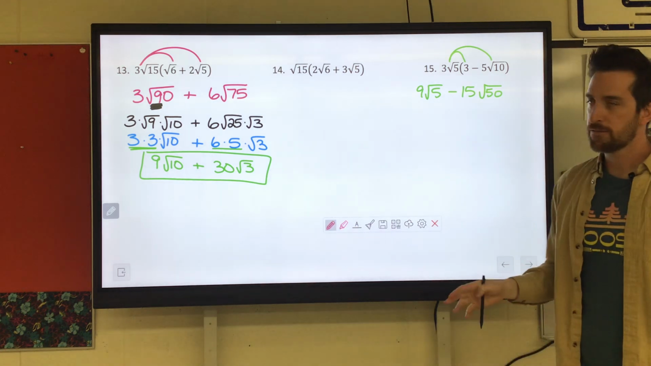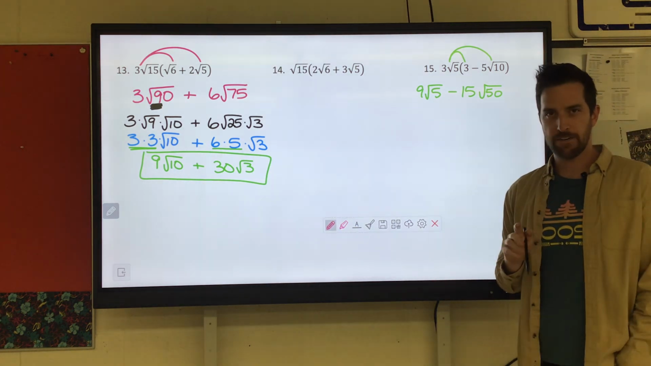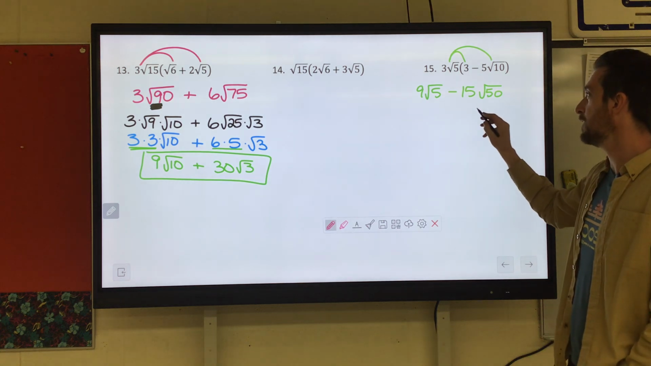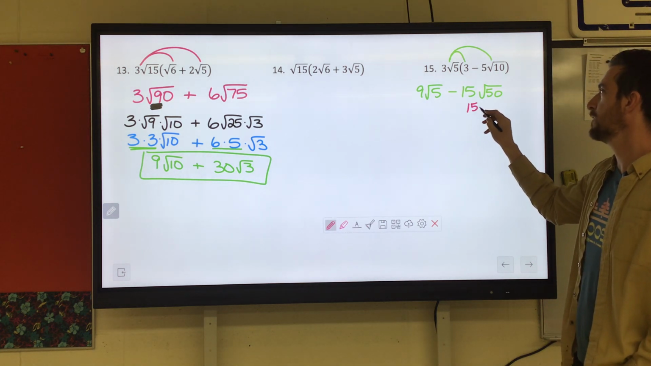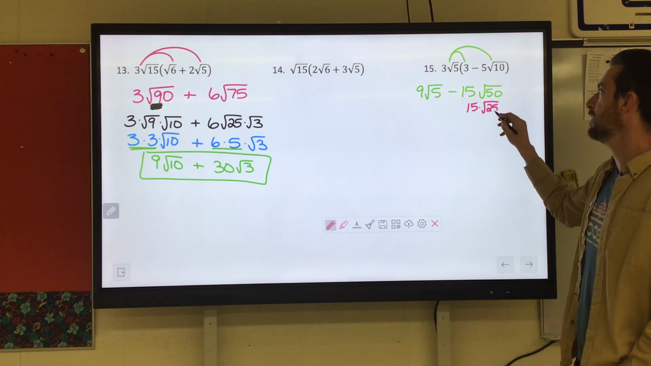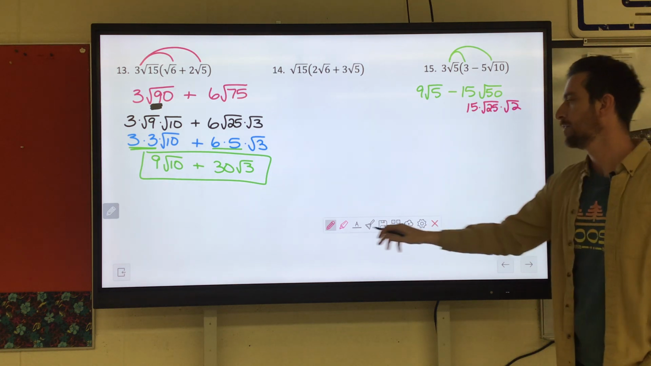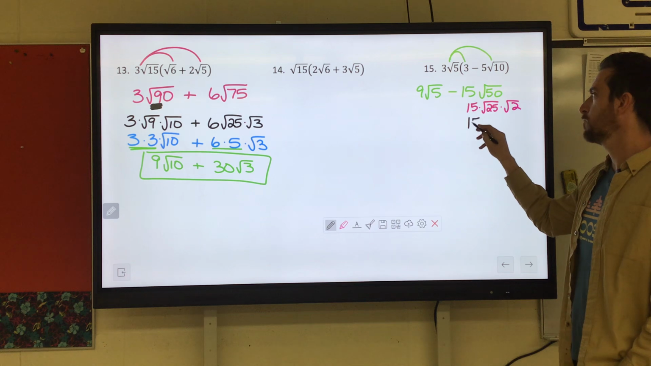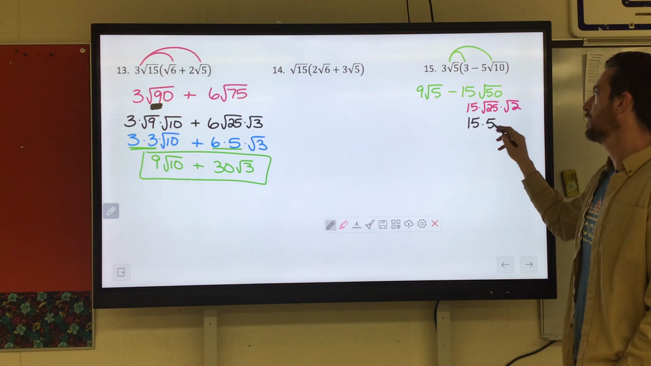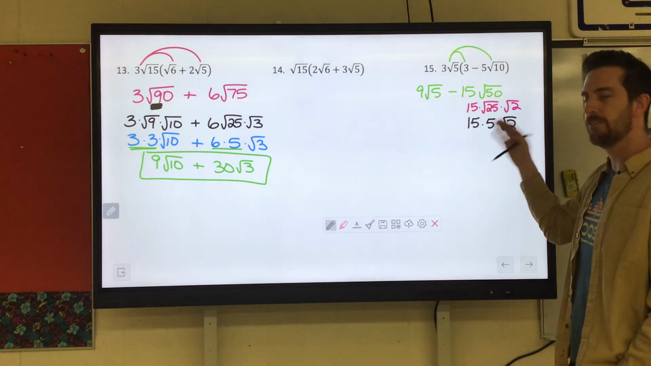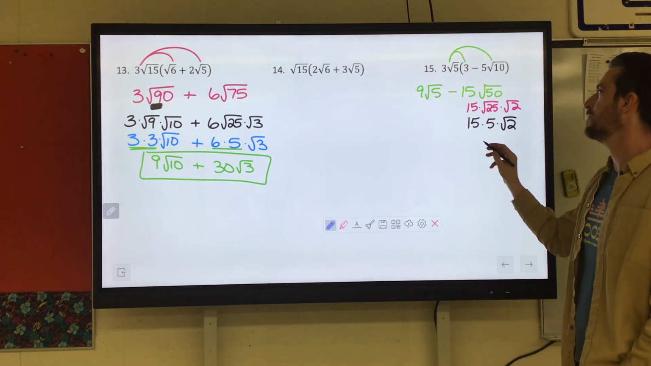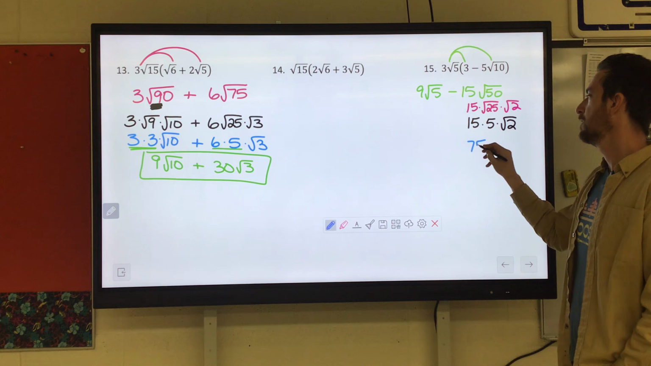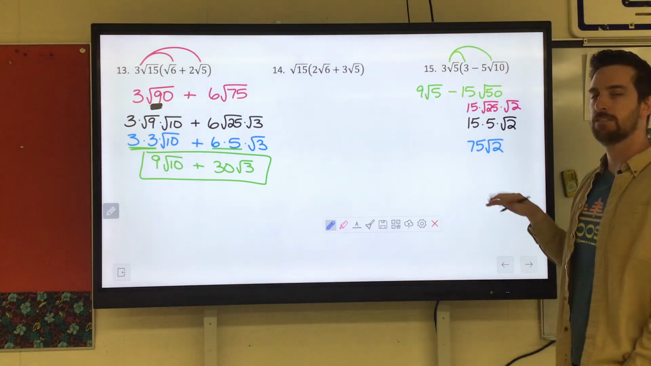Break them down with the perfect squares. There are no perfect squares in 5. There is one in 50. It's going to be 25 times 2. So we have 15 times root 25 times root 2. The square root of 25 is 5. So we'd have 15 times 5 times root 2. And 15 times 5 is 75. So that comes out to 75 root 2.